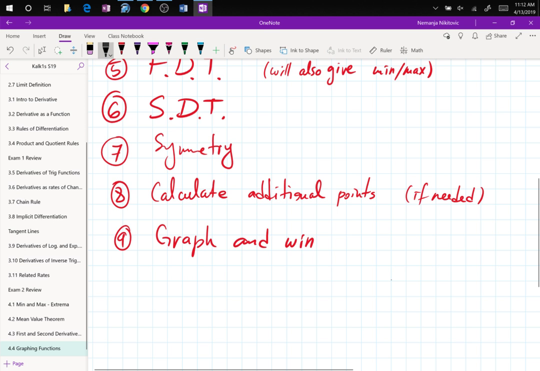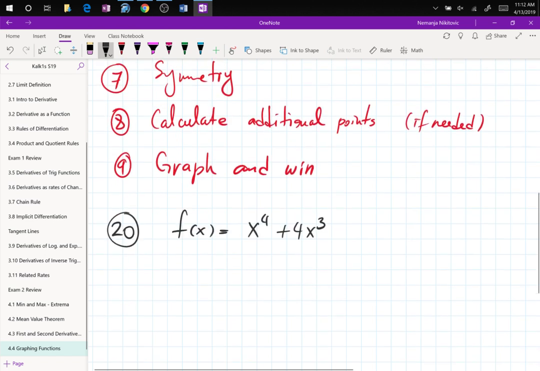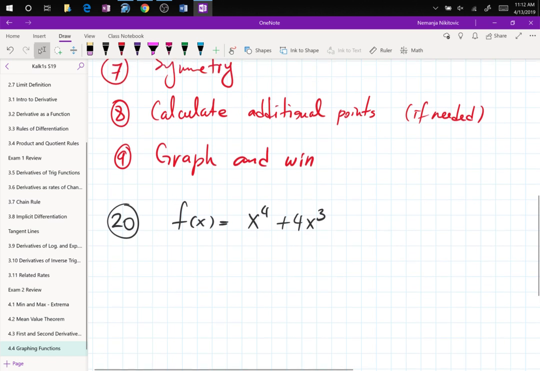How about problem 20? Let's say graph by hand, and then after lunch we'll do more. So x to the 4 plus 4x cubed, right? See, nice and simple, right? Nothing too complicated, like let's say social justice, for instance. Plain vanilla.